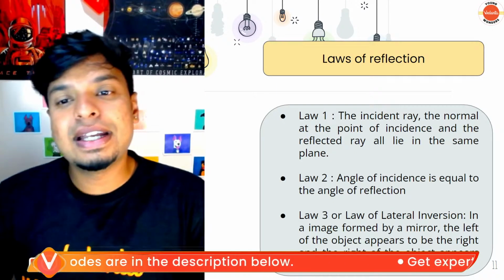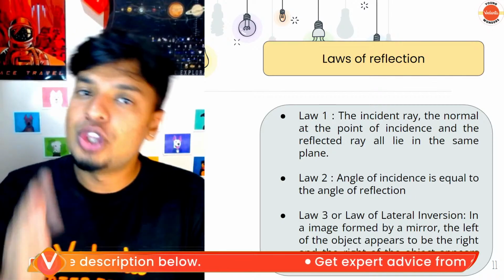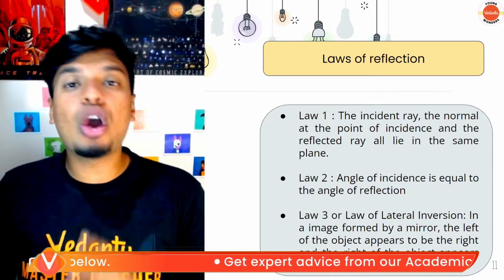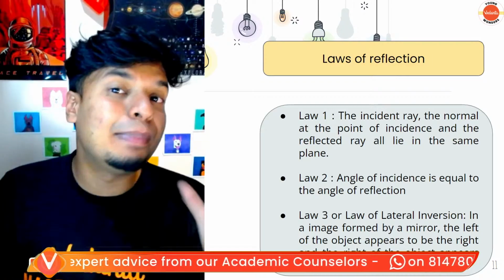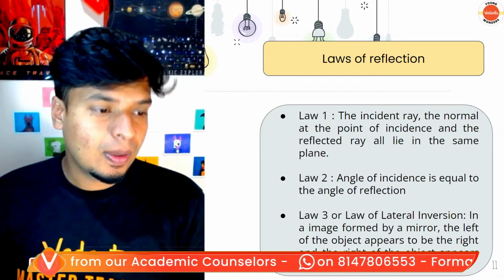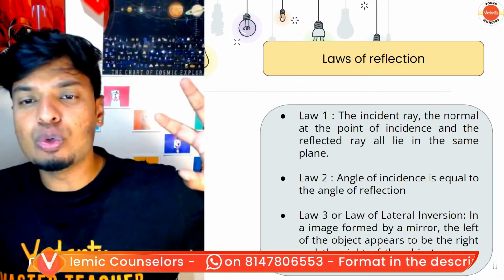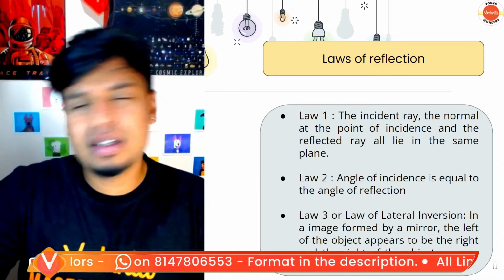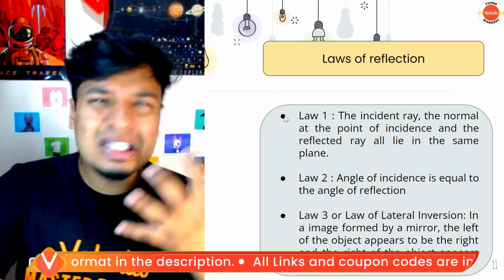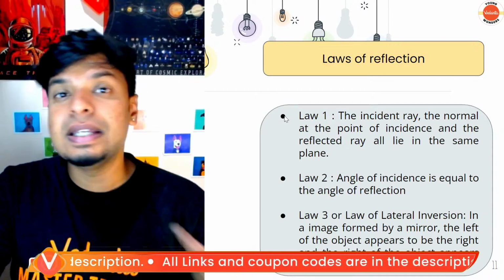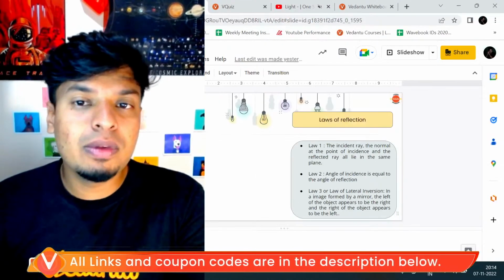Second law is the incident ray, the normal at the point, and the reflected ray, they all lie on the same plane. I know many of you guys have confusions about the first law, but usually the second law, right? What is the confusion? Sir, how? What does that mean? Very simple. Now, listen to me very carefully, guys.